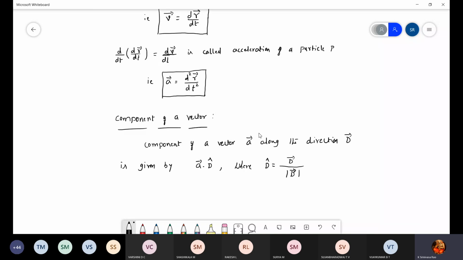See, this concept, component of a vector, is a problem. They may ask, find the component of velocity along one vector they will give. We will take it as D. Component of velocity means you have to write V dot D cap. Component of acceleration, if they ask, A dot D cap. So like that. This A is general, but according to the problem you have to convert this formula. So these are the basic definitions, and we will go to the problems now.